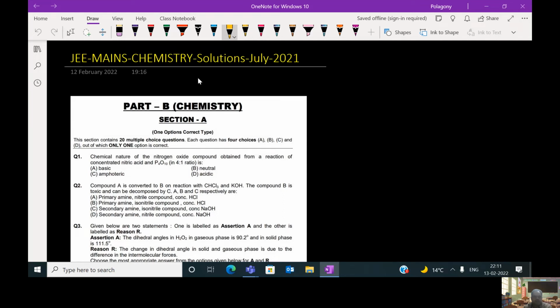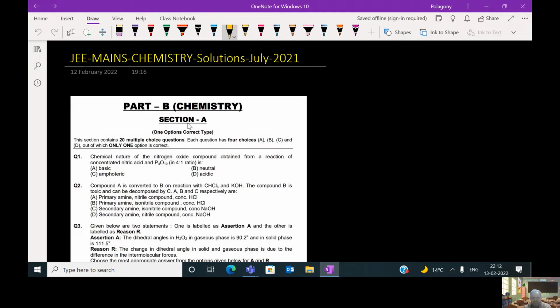Students, let us solve the JEE chemistry question paper, which was held in the month of July 2021. Let us start part B, chemistry, section A.